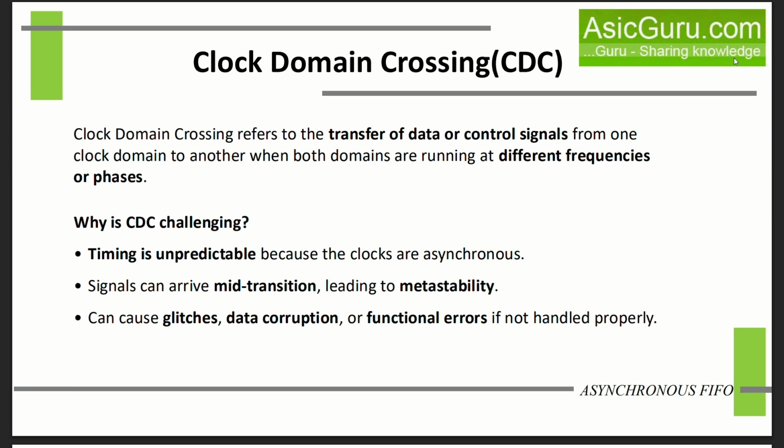Clock domain crossing. Clock domain crossing refers to the transfer of data or control signals from one clock domain to another clock domain, which are running at different frequencies or phases. For example, in our asynchronous FIFO, read and write are working on different clocks. So why is clock domain crossing challenging? Because timing is unpredictable. Because clocks are asynchronous, signals can arrive mid-transition, leading to metastability, glitches, data corruption, and functional errors if not handled properly.